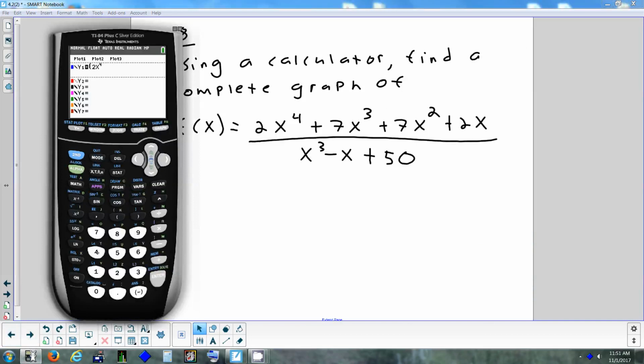So we've got 2x to the 4th plus 7x cubed plus 7x squared plus 2x, divided by x cubed minus x plus 50. I'm going to start with the standard window. Just do zoom 6.